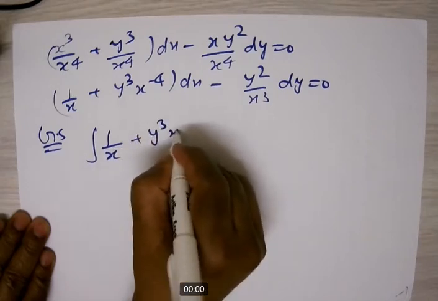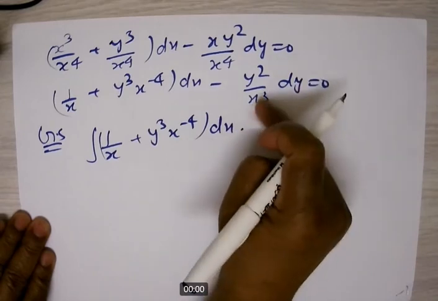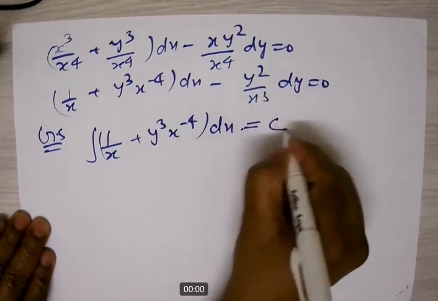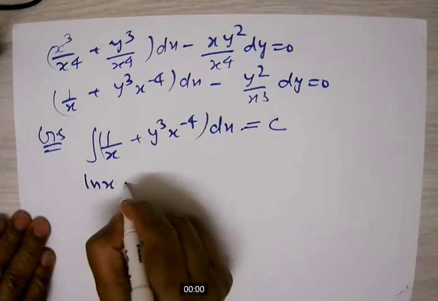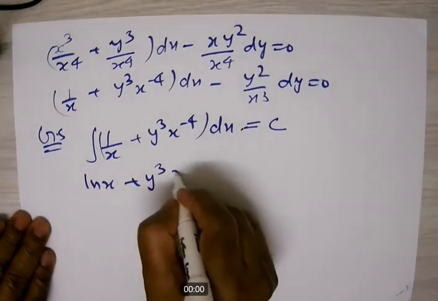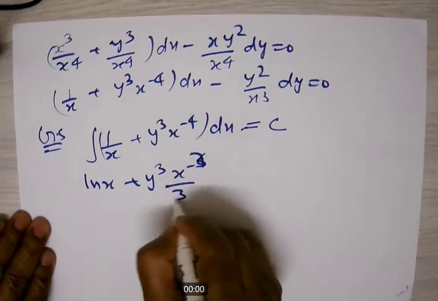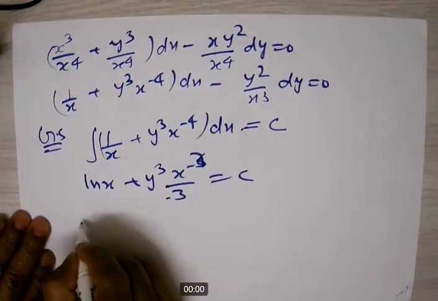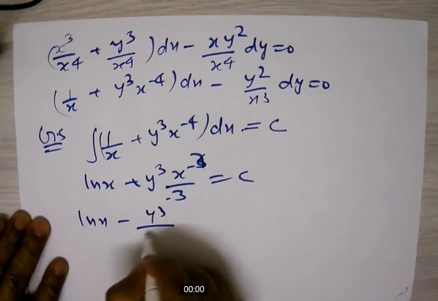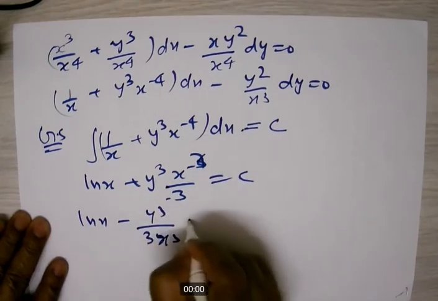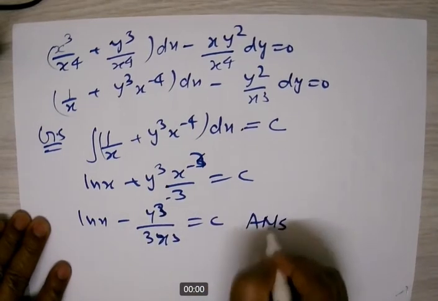Treating y as constant, and see that in the N term x is involved, so no need to write anything there. 1 divided by x integrates to ln of x, plus y to the power 3 is constant, x to the power minus 4 integrates to x to the power minus 3 divided by minus 3, equal to c. Or you can write it as ln of x minus y cube divided by 3x to the power 3 equal to C. This is your answer to this question.